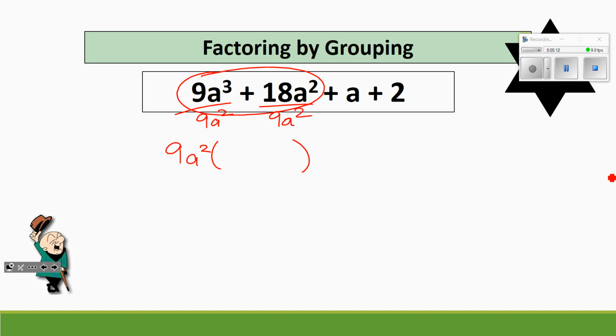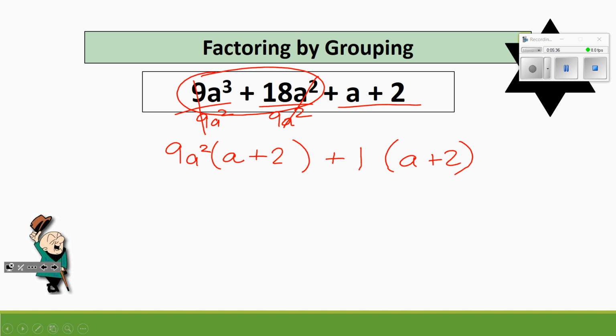And when we do that, the 9's become 1. A cubed divided by a squared is just a. A squared divided by a squared becomes 1, and 18 divided by 9 is 2. So we should create an a plus 2 over here to create the magic. And looky there, there is an a plus 2. So we have to have the invisible 1 in front of it.